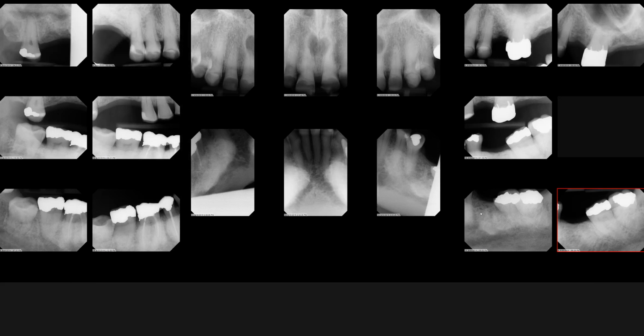So what is the best differential diagnosis of these radiopacities?